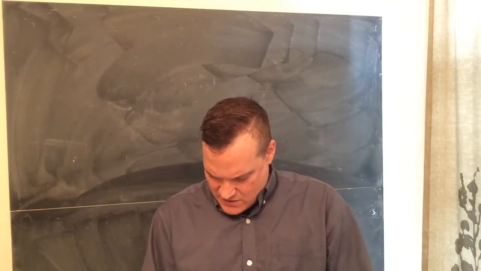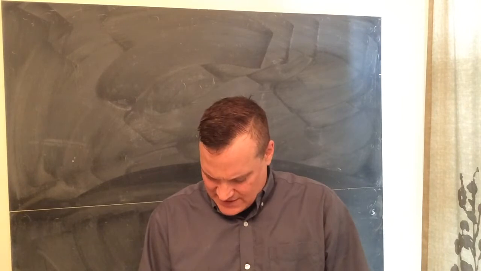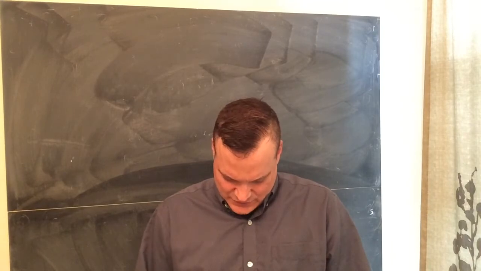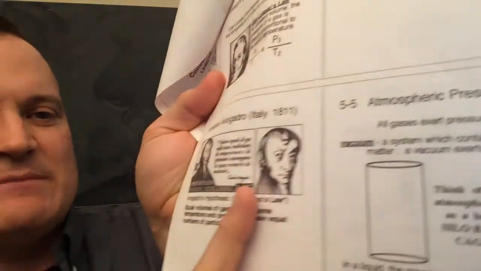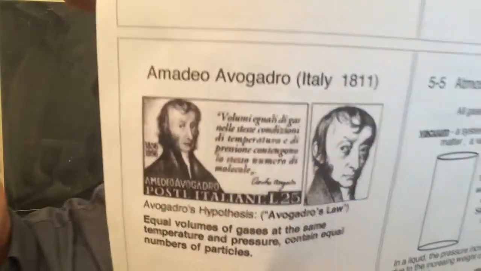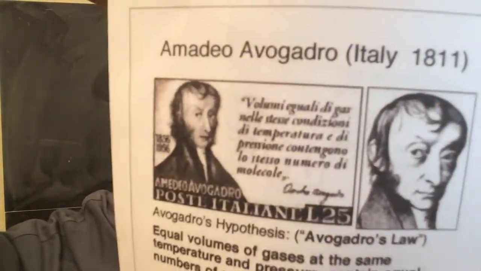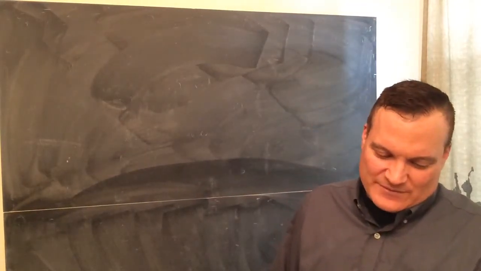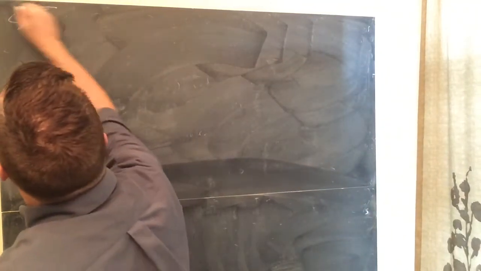Okay, now let me see. First of all, I like to always bring this in. If you go back to right before section 5.5 in your notes, right before that is a picture of Avogadro, and there he is, Amadeo Avogadro. And what does it say there? His hypothesis? Well, before I tell you his hypothesis, I'm going to show it to you right here. So 5.7 with the ideal gas law.